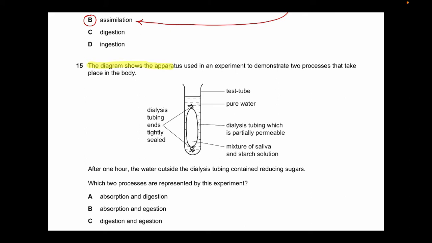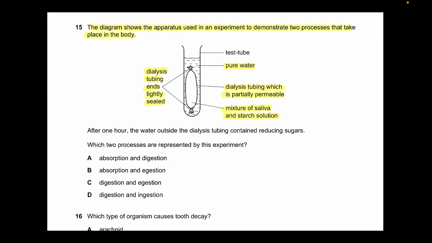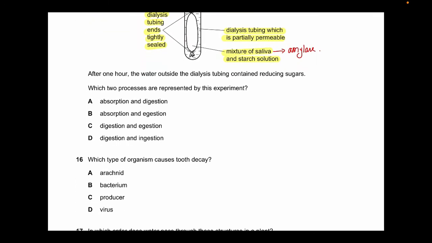The diagram shows the apparatus used in an experiment to demonstrate two processes that take place in the body. The dialysis tubing ends are tightly sealed, so nothing can leak out. We have pure water in the test tube, dialysis tubing which is partially permeable, and a mixture of saliva and starch. We know saliva contains amylase, salivary amylase, and amylase has the ability to digest starch. After 1 hour, the water outside the dialysis tubing contained reducing sugar.